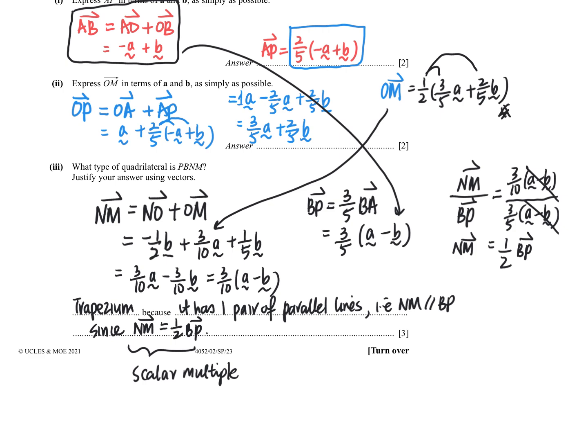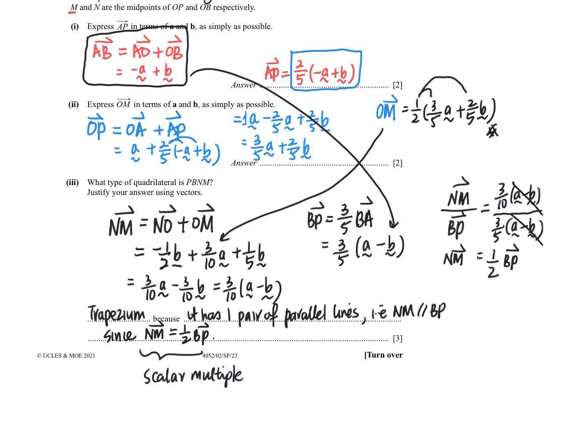It does not need to be a whole number, it can be a fraction. So 1 mark for this and this. If you can show me that they are parallel, then you get all 3 marks credit. Okay?